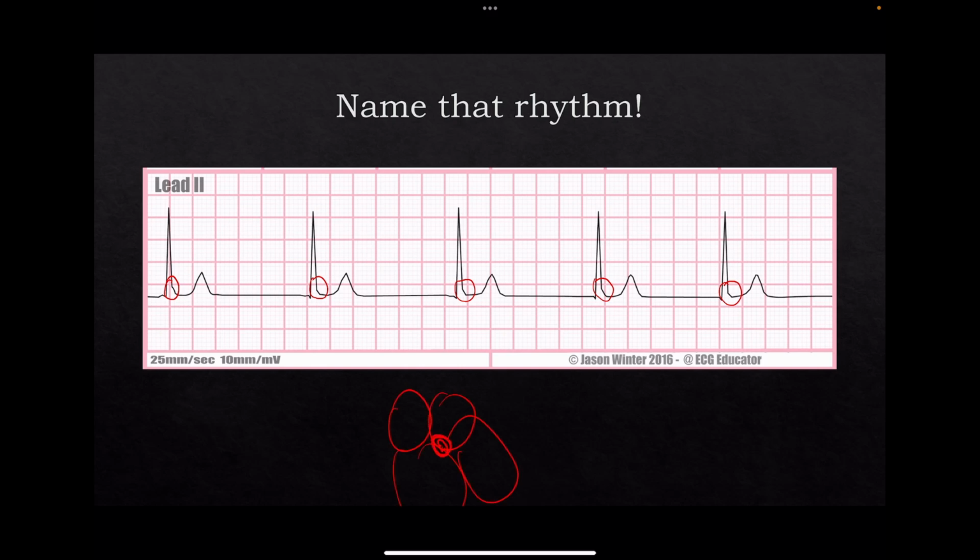Okay, so the beat starts here, it goes up, and it goes down. Starts in the middle and spreads outwards. That's what a junctional rhythm does. You can't see that in the back.